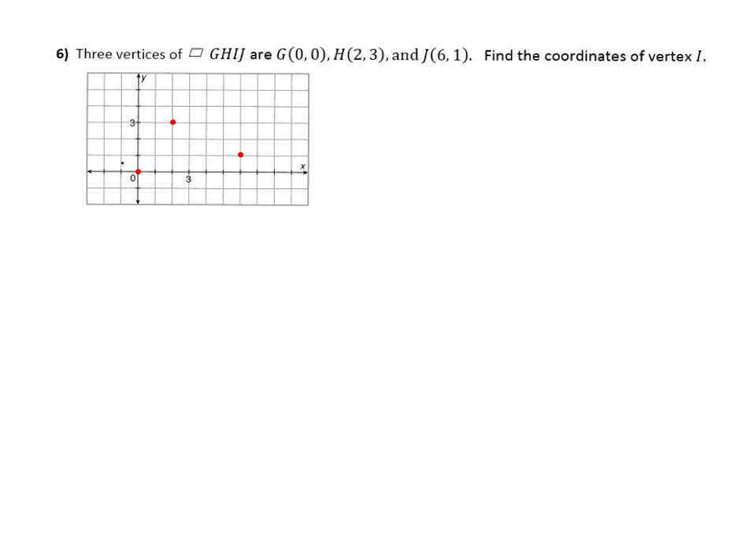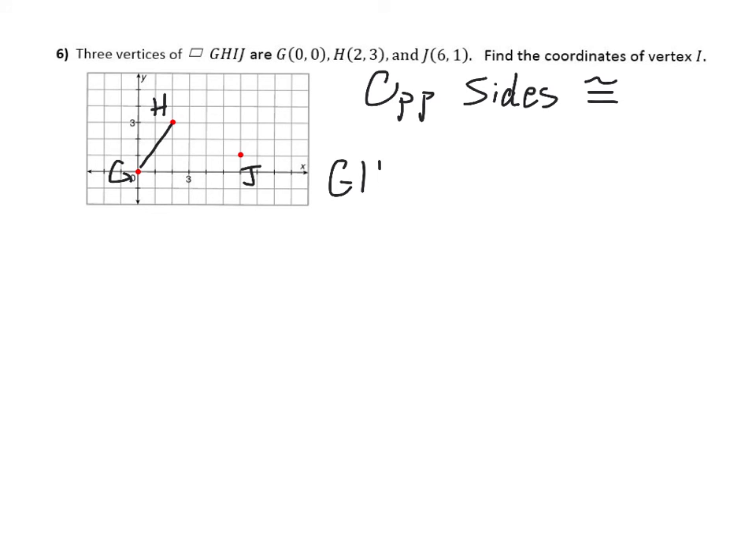Now, the other option for solving this problem would be to focus on the fact that in a parallelogram, opposite sides are not only parallel, but the opposite sides are congruent. So now in this case, I would have to figure out what is the length of GH using the distance formula, and what is the length of GJ using the distance formula?